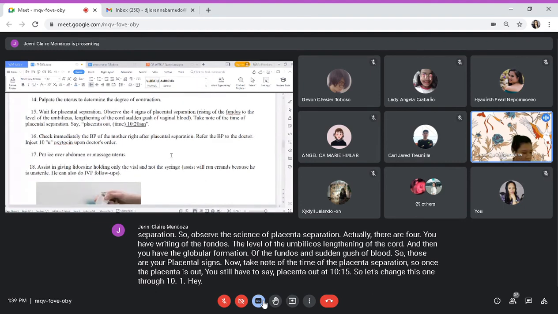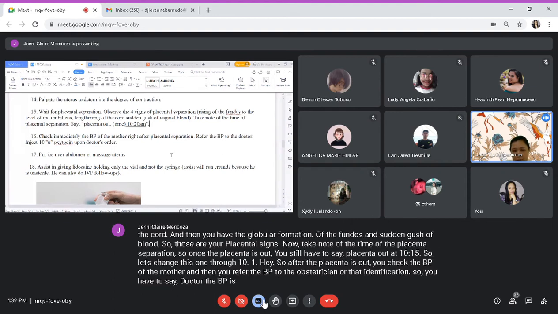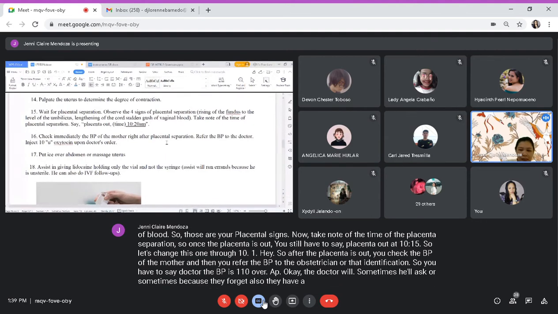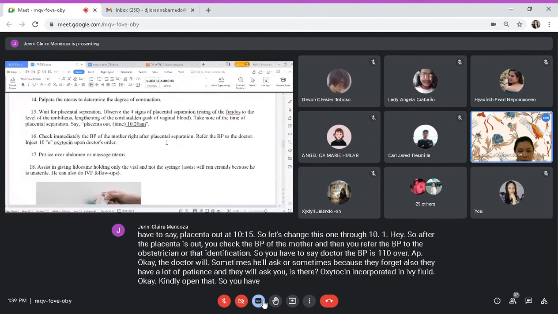So after the placenta is out, you check the BP of the mother, and then you refer the BP to the obstetrician or the delivery physician. So you have to say, doctor, the BP is 110 over 80. Okay? The doctor will sometimes ask, or sometimes because they forget also, they have a lot of patients, they will ask you, is there oxytocin incorporated in that fluid? Okay, can you open that? So you have to regulate your IV fluid with oxytocin.